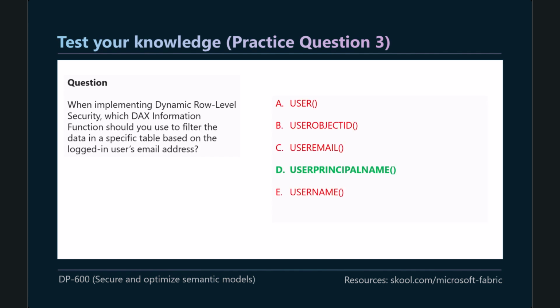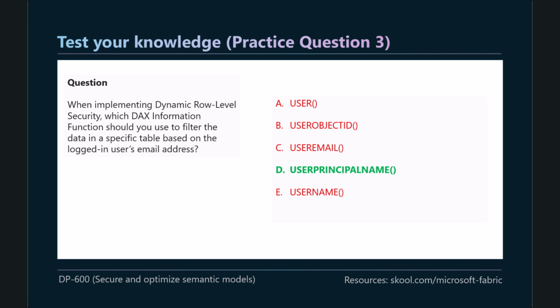So as you recall, when we're talking about dynamic row level security, and specifically in the question is talking about using the logged in user's email address, and the information function to give us that is the user principal name. Now the user function doesn't exist. The user object ID and the username do exist as information functions in DAX, but these are not the correct answer. They won't give us the email address.